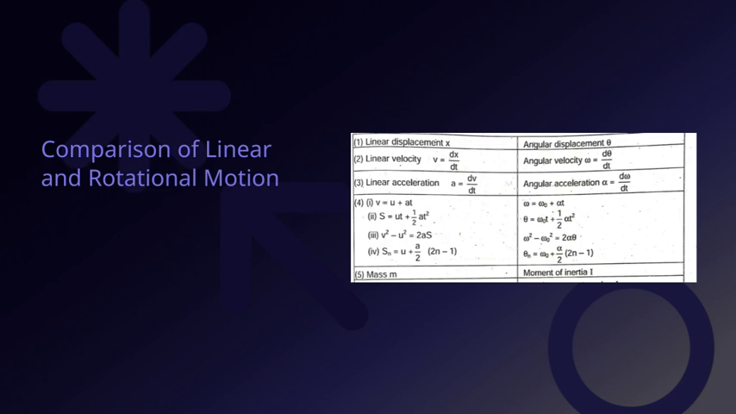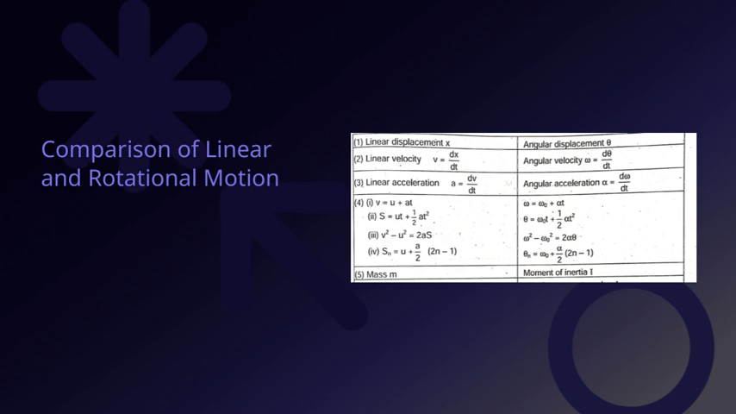Now, let's take a closer look at the comparison of linear and rotational motion. Both types of motion involve movement, but they differ significantly in how that movement is characterized. Linear motion is straightforward. Imagine a car driving straight down a road or a ball rolling in a straight line. The key point here is that all parts of the object move in the same direction and at the same speed along a straight path. Rotational motion, on the other hand, involves an object spinning around an axis. Think of a spinning wheel or a figure skater twirling. Parts of the object move in circular paths around a central point.